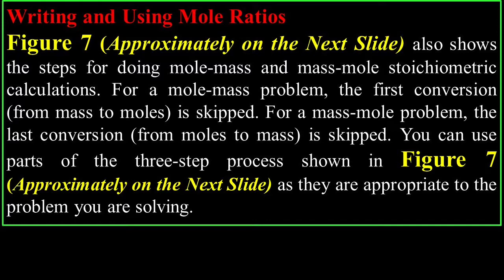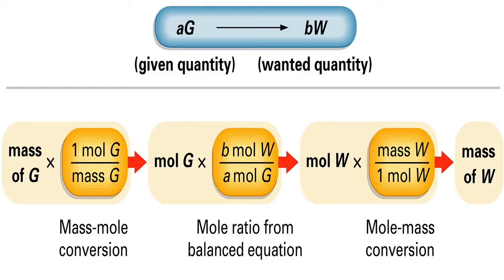So let's look again at the procedure for solving a mass-mass problem. This time we're going to look at mass-mole and mole-mass, etc. Here is the problem. I can short-circuit this process at any time. So I can skip the first step, I can skip the last step, etc.